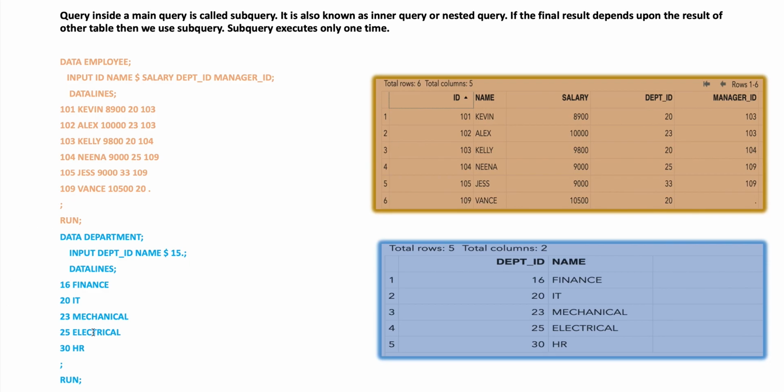Similarly, from the second set of code, the dataset name is department. It has 2 variables, department ID and name. Name means department name, and it has 5 records. When we run the second set of code, we will get the result as shown on the right side, the second table, which has 2 variables and 5 records. Here, from the employee and department tables, only one variable is common, that is department ID.